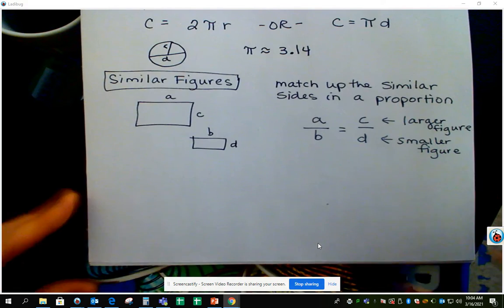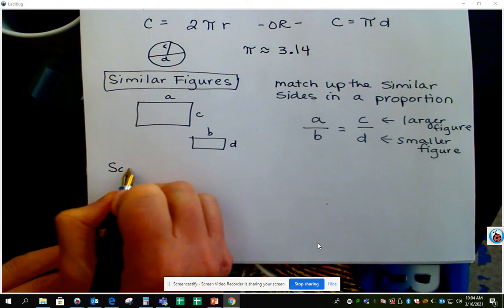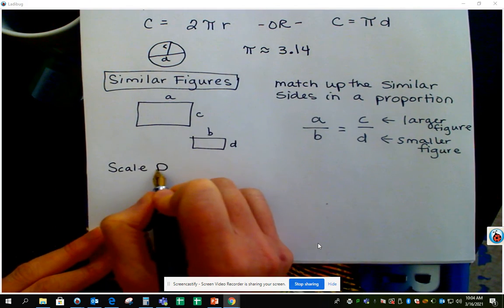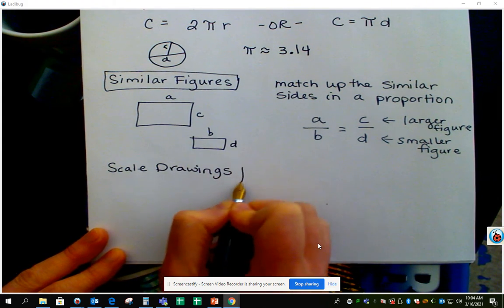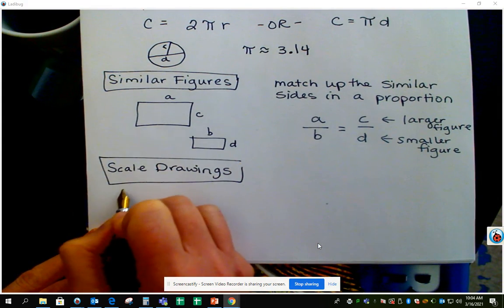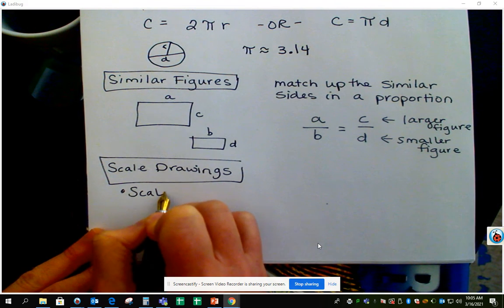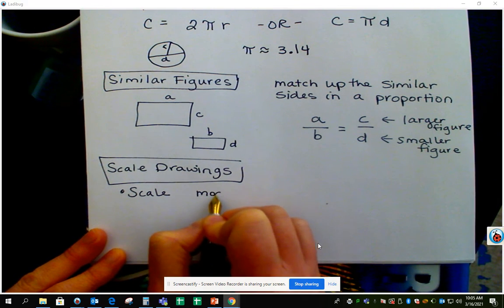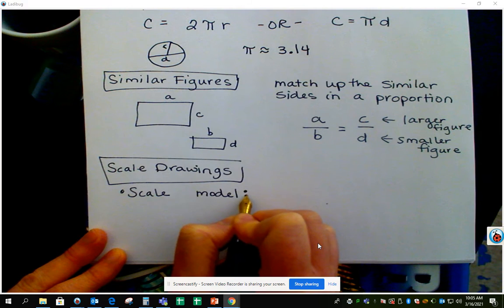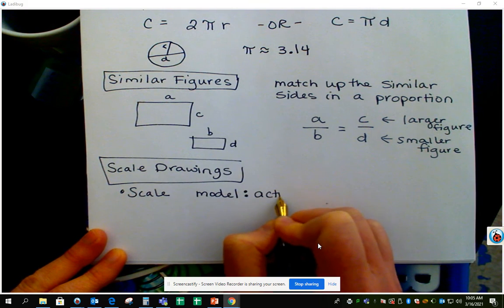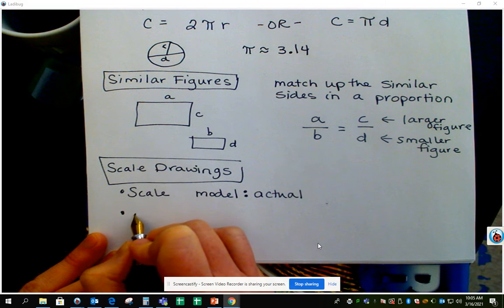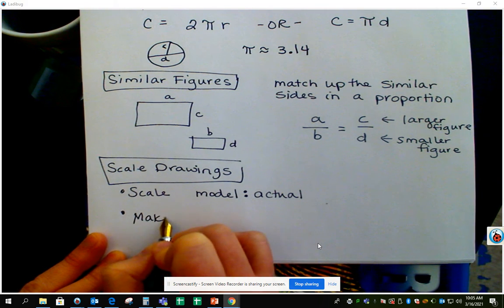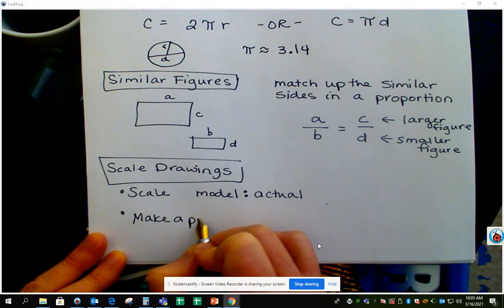Okay. Remember scale drawings. When you're given the scale, it will be model first and then actual second. Remember to work with scales, make a proportion, just like similar figures.